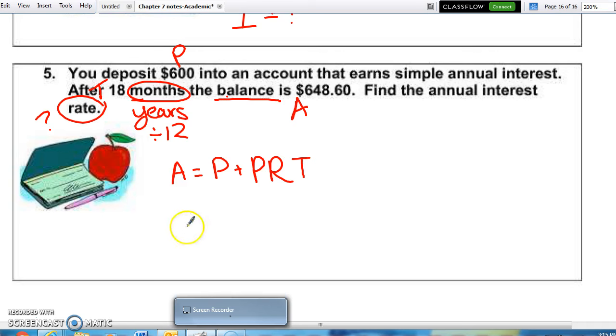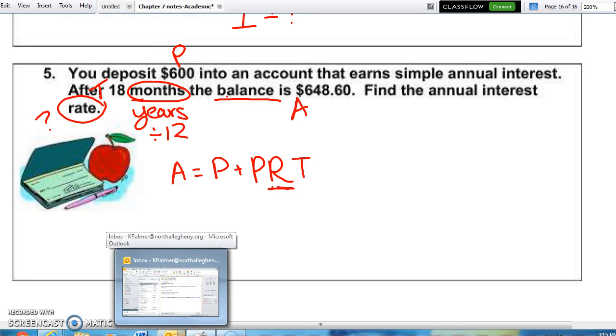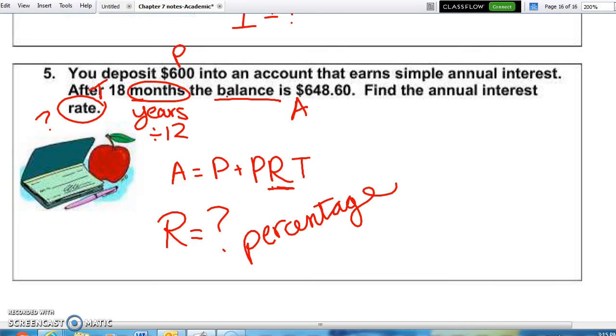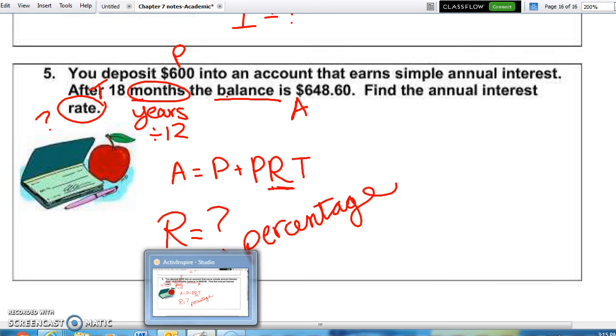Now, once again, the same thing. You're going to take what you know and plug it into this equation. You're solving for R, so you need R to be alone on one end of the equal sign. Once you get R equals, write it in. Make sure it is in a percentage, because a rate should be in a percentage. If you get a decimal, change it to the percent.